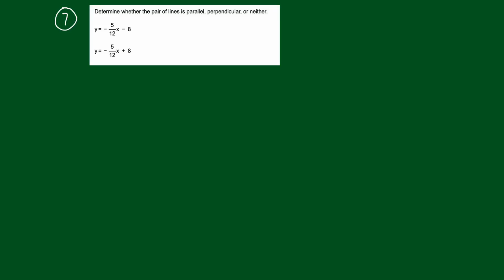So in problem 7, we want to determine if these two lines are parallel, perpendicular, or neither one. Now look at the slopes. That's how we're going to tell. We're going to compare the slope.